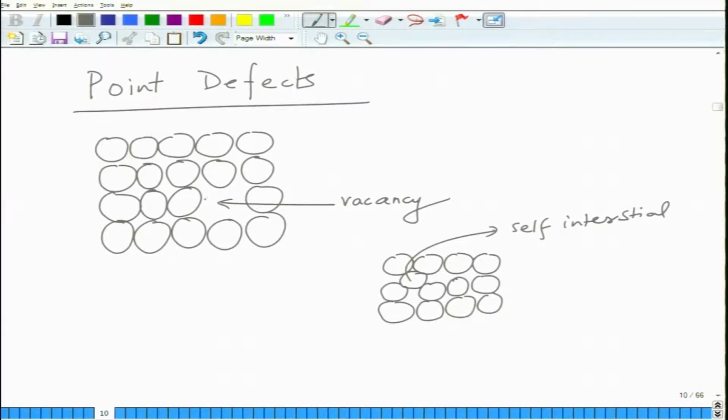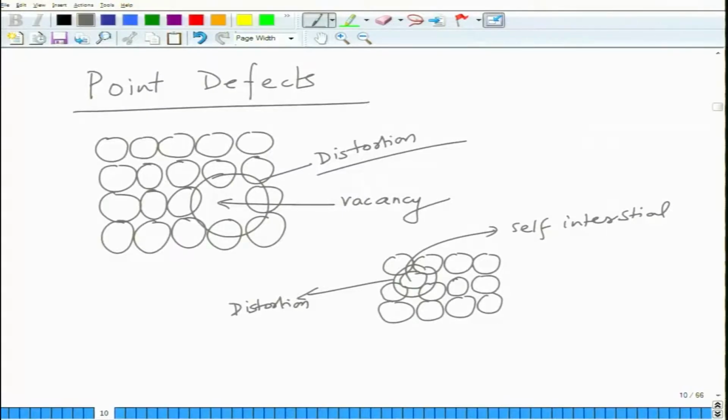So, as you can see, if you have a vacancy, you will have some distortion in the vicinity of the lattice, it will have a strain field. Similarly, if you have this atom, it will lead to distortion, right. So, in one case you will have compressive stresses, in another case you will have tensile stresses. Here you will expand the lattice, as a result the resulting stresses will be compressive stresses. Here you will compress the lattice, as a result the resulting stresses would be tensile stresses. So, they will lead to their own stress fields. So, these are two kinds of defects.